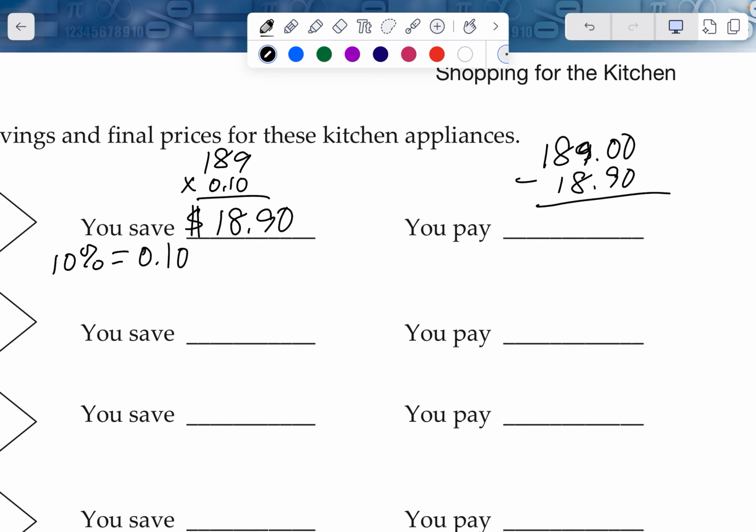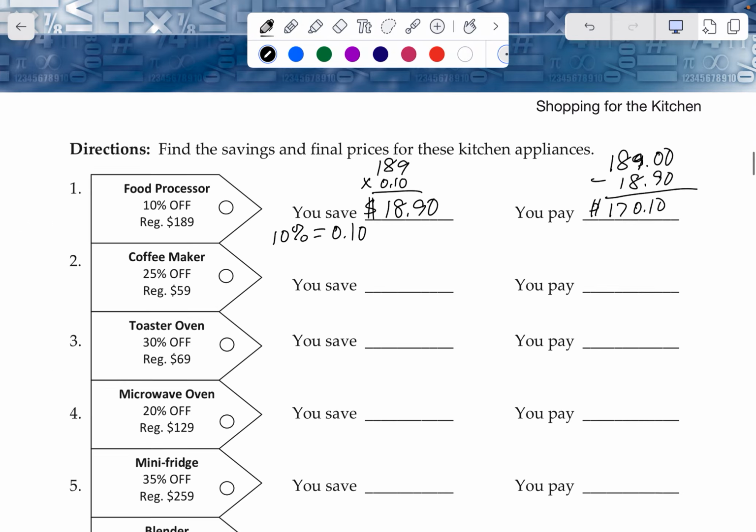And you get $170.10, I believe. Let me check. Yeah, so you get $170.10, okay? So again, you want to multiply by the percent as a decimal. That's going to be your savings, and then you actually subtract it off to find what you're paying.